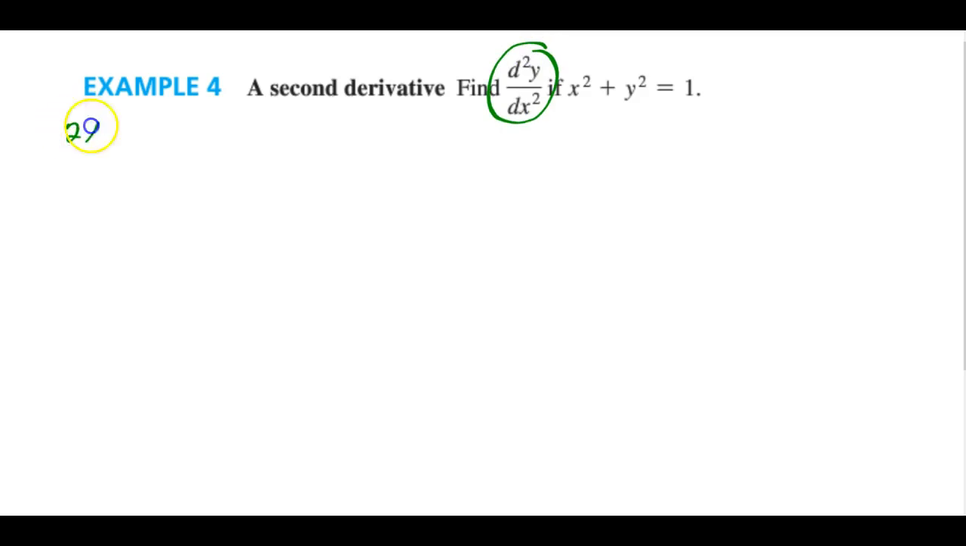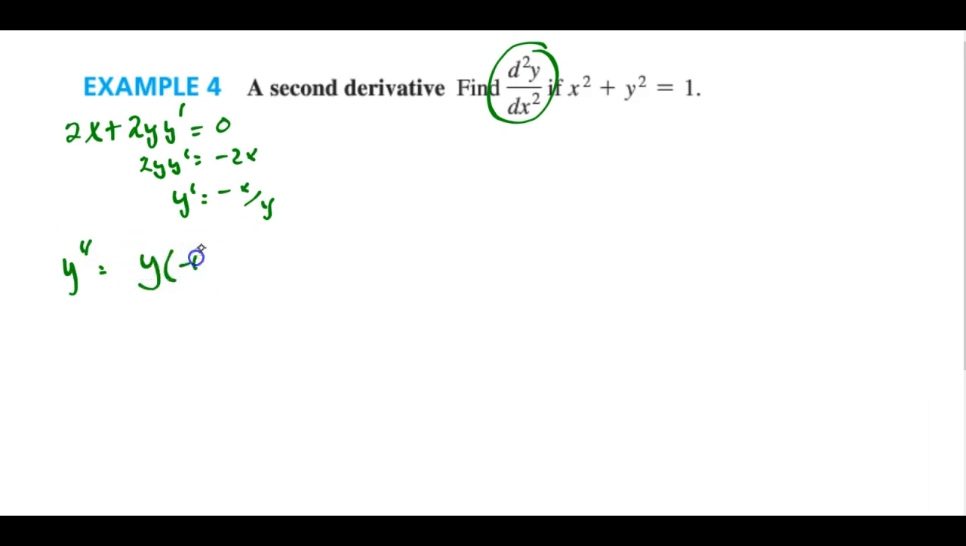So the derivative here is 2x plus 2y y prime equals 0. So 2y y prime equals negative 2x, and then y prime would equal negative x over y. That looks similar. But now we need to find the second derivative. And here's where this backs up. I've got to do low d high minus high d low all over low squared.